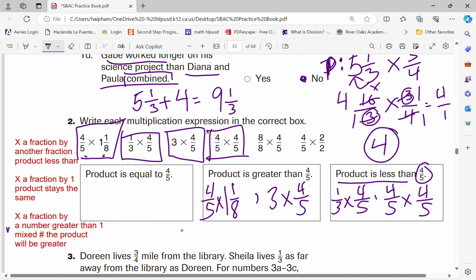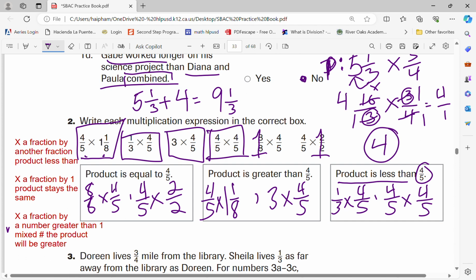And now, the product that's equal to 4/5. Notice that we have 8 over 8 here, so this is equivalent to 1. 2 over 2 is equivalent to 1. So these are expressions that will be equal to 4/5. That's right, 8 over 8 times 4 over 5, and we have 4 over 5 times 2 over 2.